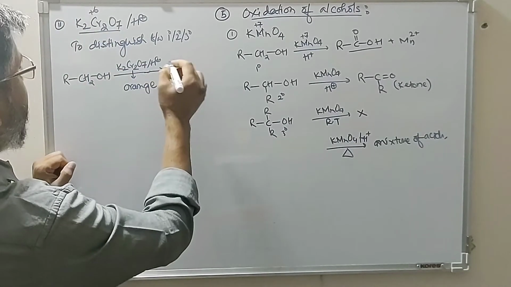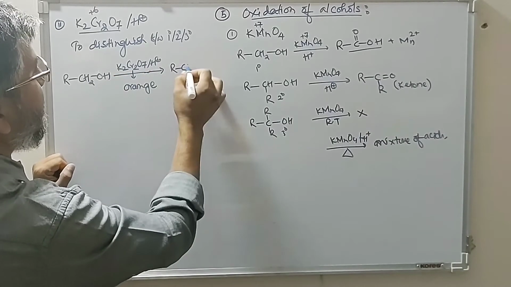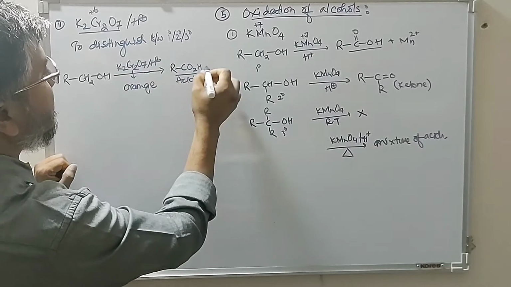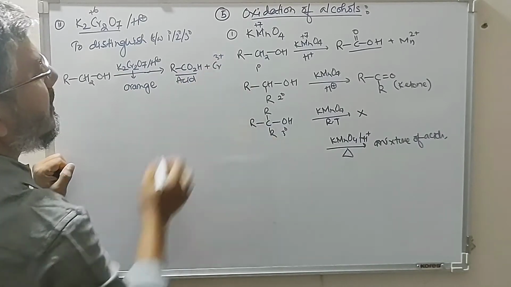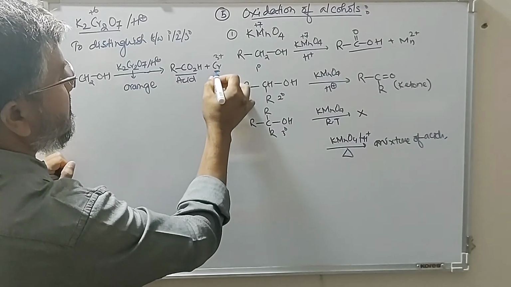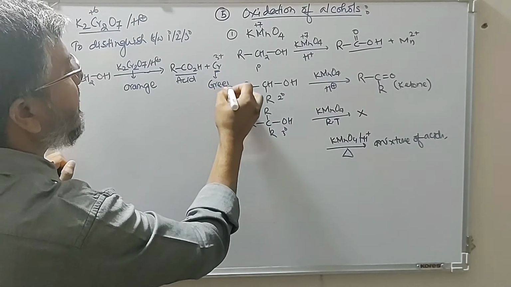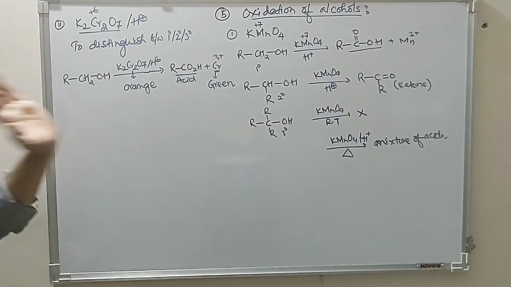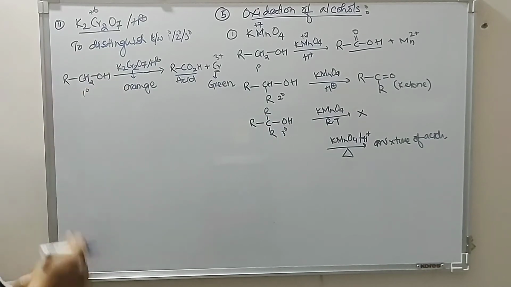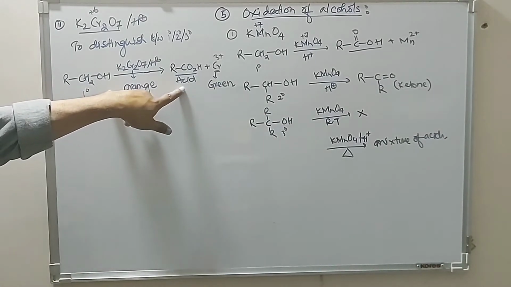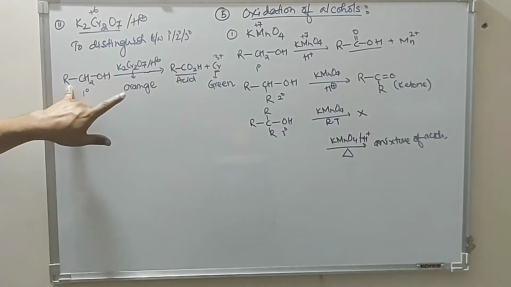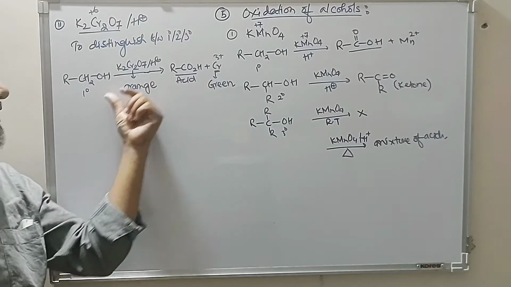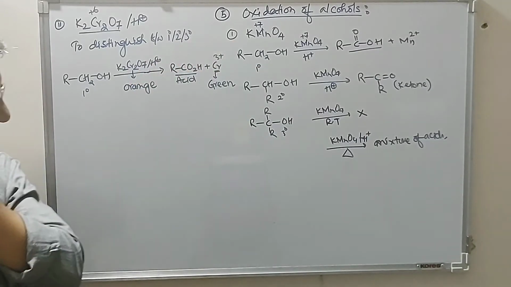Now the moment this reacts, all primary alcohol is oxidized to acid, and this chromium changes to chromium plus 3. Chromium in plus 3 is green color. So if there is a change in color, then the alcohol is oxidized. All primary alcohols are oxidized to acids having the same number of carbon atoms, so there is no change in carbon number. But there is a change in color from orange to green. Green is due to the chromium plus 3 state.